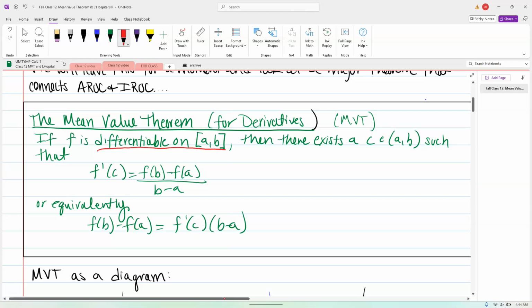Then what this is saying is that there exists a number c in the open interval. Just to be clear, this is a number in the open interval (a, b) such that f prime at c, which is the instantaneous rate of change, is equal to f of b minus f of a all over b minus a. We recognize that as slope, better known as the average rate of change over the entire interval. We can rearrange it with algebra, but the idea is that the instantaneous rate of change at a point is the same as the average rate of change over the entire interval.